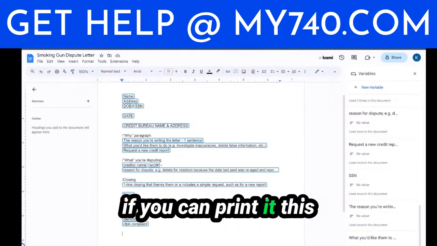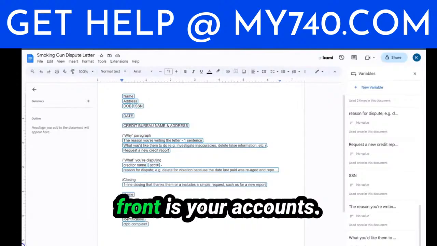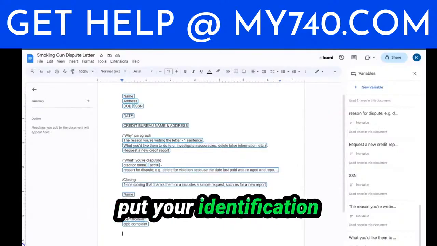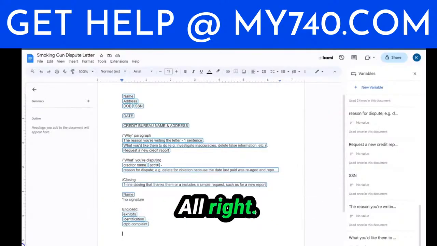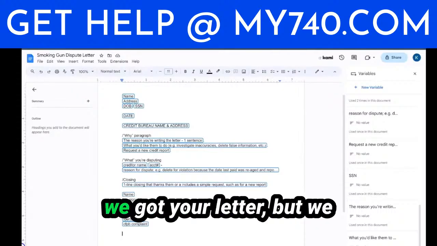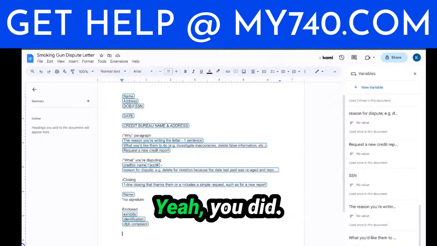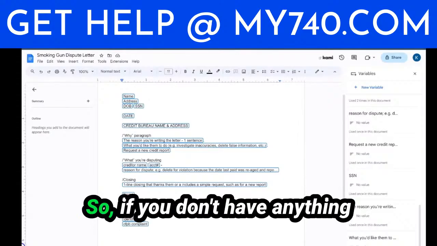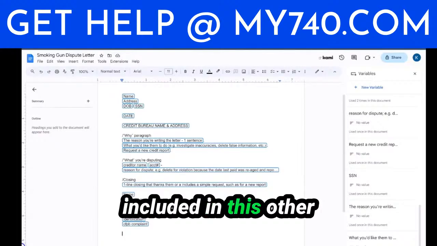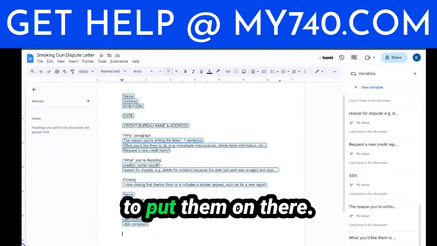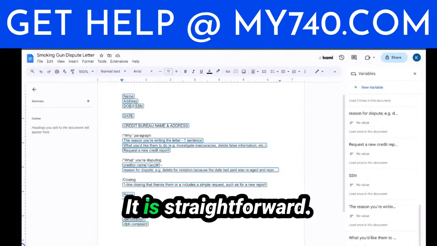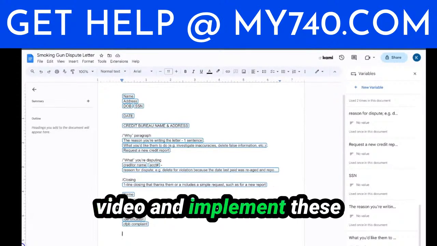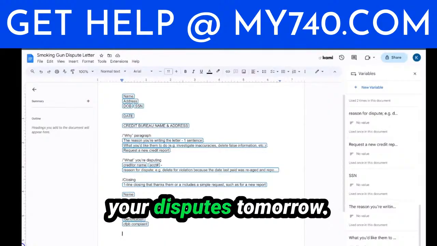If you can print it this way, page 1 on the front is your accounts, your letter. On the back, you're going to put your identification and your exhibits, all right? This way, the credit bureaus cannot say, we got your letter, but we didn't get your identification. Yeah, you did. You scanned both sides and you got my identification. All right. So if you don't have anything included in this other than your identification, then you don't have to put that on there. Okay. This is simple. It is straightforward and this works. You can walk away from this video and implement these things today and send out your disputes tomorrow.